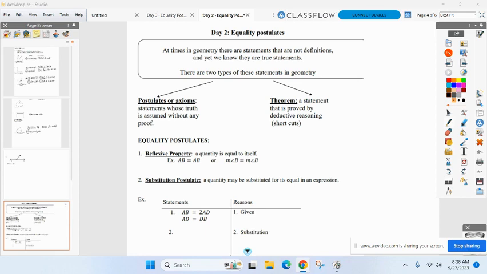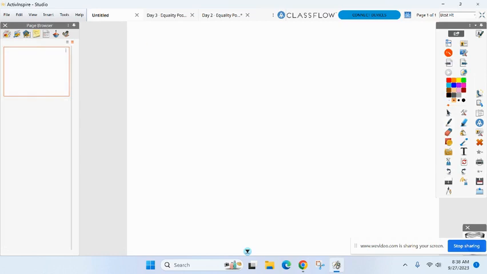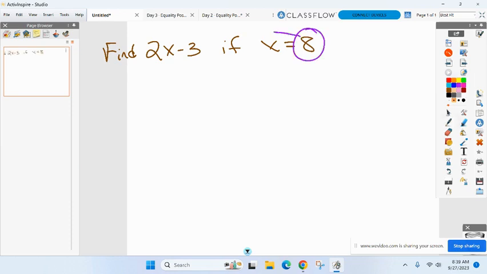All right, substitution. You did this in algebra last year. Take a look. Find 2x minus 3 if x equals 8. What'd you do with that 8 last year? You took it, and anywhere you saw an x, you plugged in 8. So you did it for algebra last year. We can do it for geometry too. Take a look.